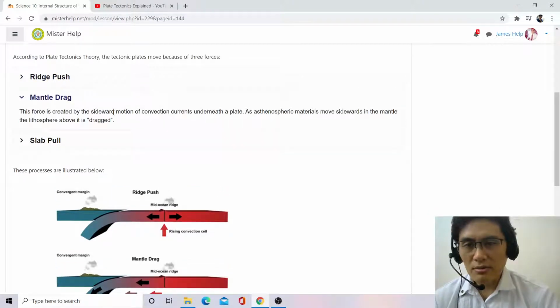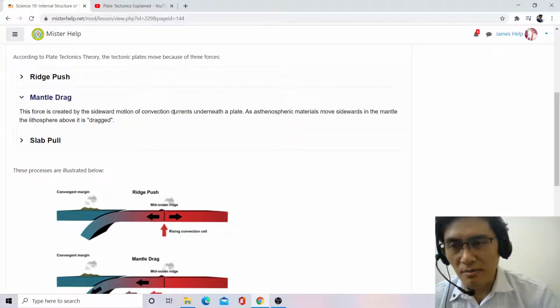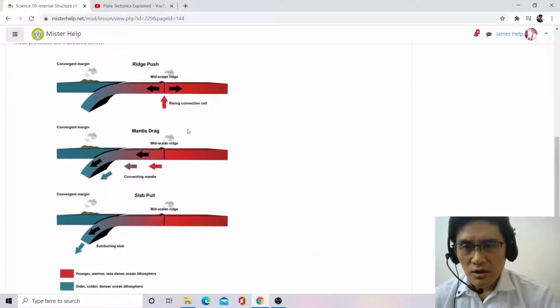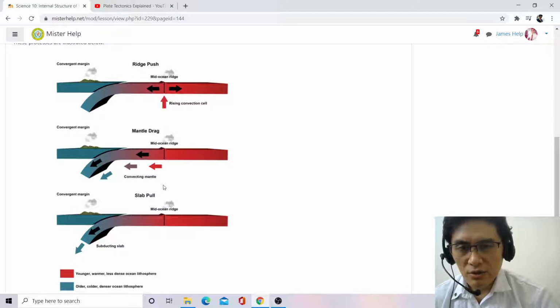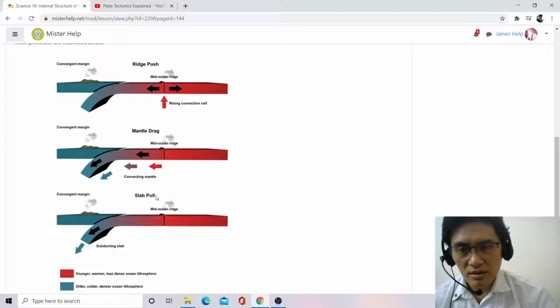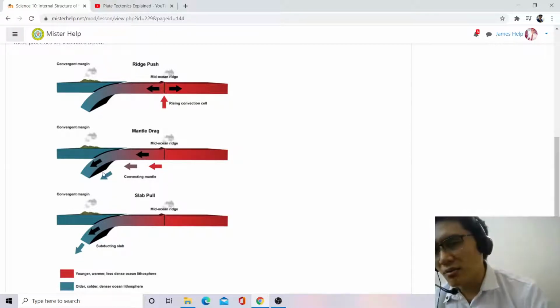Mantle drag is the sideward motion of convection currents underneath a plate. As asthenospheric materials move sideways in the mantle, the lithosphere above it is dragged also. So, ridge push is because magma moves up to the cracks, pushing the two plates sidewards. Mantle drag is really, remember, convection currents move up and then they move sidewards and then go back down, creating the cycle. So this one is really about the sideward motion of the convecting current. As it moves up, there is a ridge push mechanism created, but as the magma or convection current circulates and moves sidewards, it drags the whole thing.